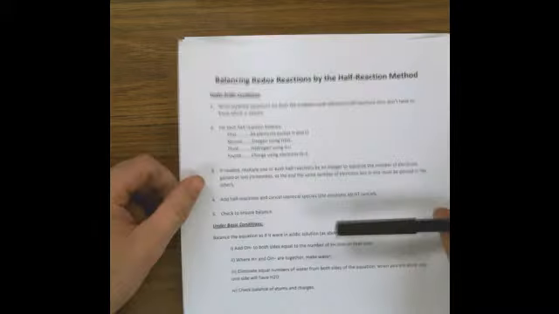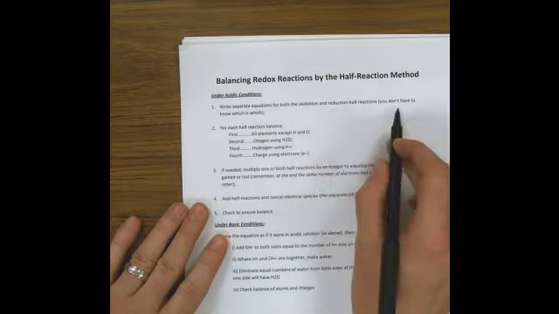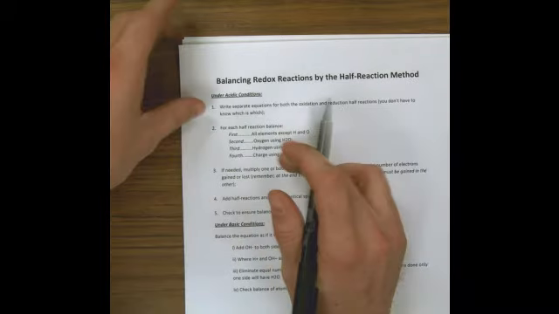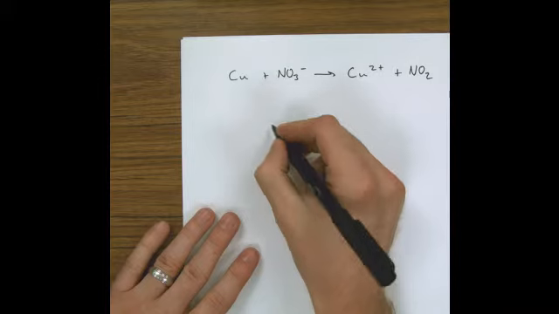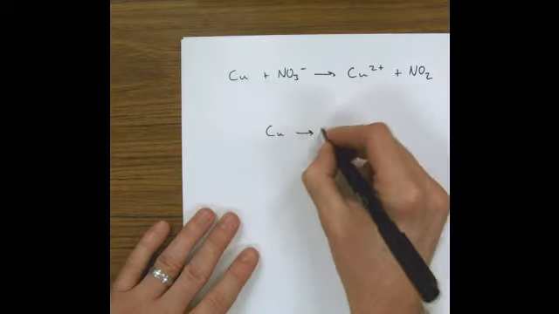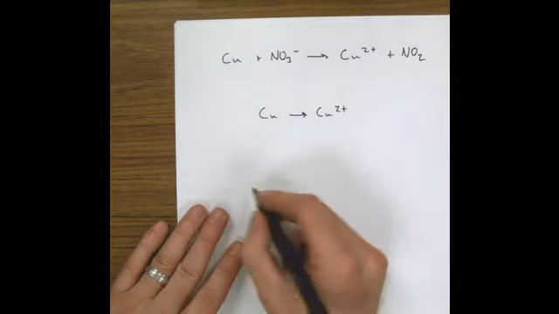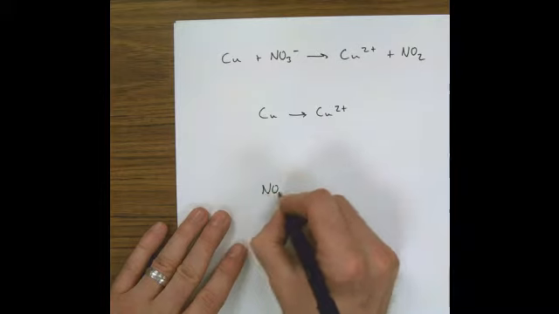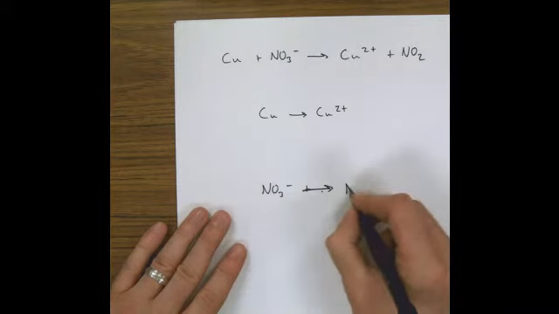The first thing we have to do is it says write separate equations for both the oxidation and reduction half reactions. You don't have to actually know which is which. So what this means is if I see Cu and Cu, I'm going to write it out separately. So I'm going to leave myself as much room as possible. Cu changing to Cu2 plus, broken up that one. And then I'm going to break up another one, which is NO3 minus, and goes to NO2.